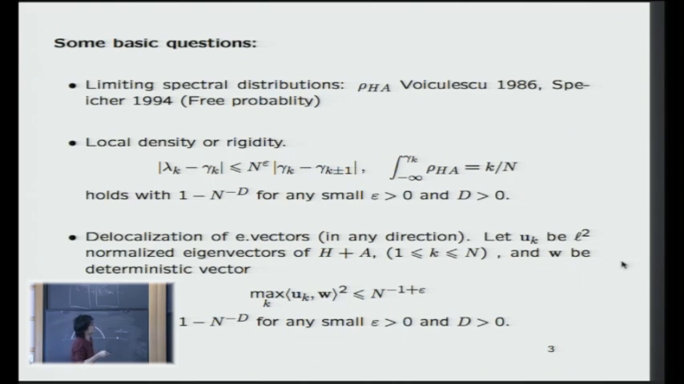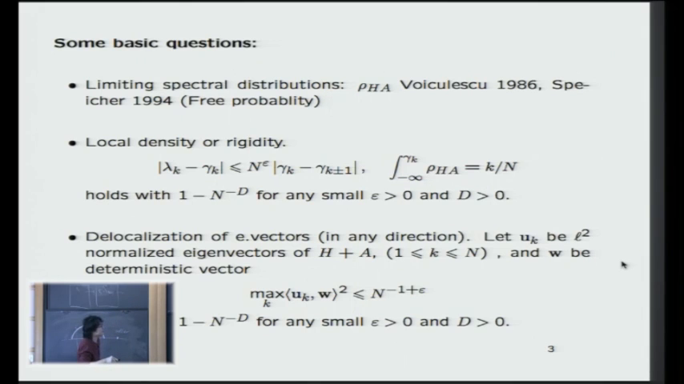Okay, some basic questions. The first one is very natural. What's this density? What's this curve? And this one can be solved with free probability. The next level question is, how about the local density? Does the density hold at very, very small scales? Later, I will mention it's true. Actually, you can prove a result called rigidity, which is that this density you got is deterministic, it is not random.